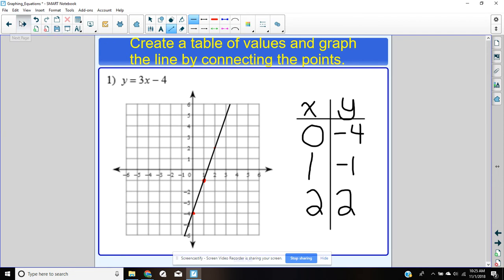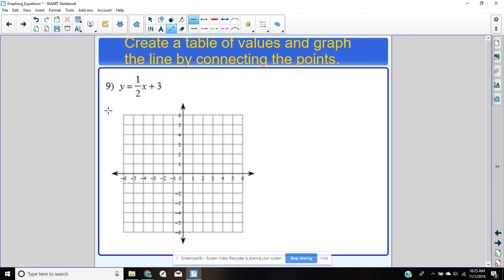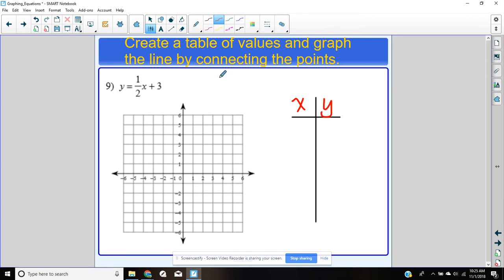We're going to do another example, but this time this is number 9 on the back of your worksheet. And as we discussed in class, you'll notice that this one has a fraction. So we're going to have to make our table of values and discuss some friendly numbers with this fraction. So to the right of the coordinate plane, you're going to make your table of values starting with your x and your y. Again, the first number that we're going to choose is the easiest number, and that is 0. 1/2 times 0 is 0, plus 3 gives me a y value of 3.